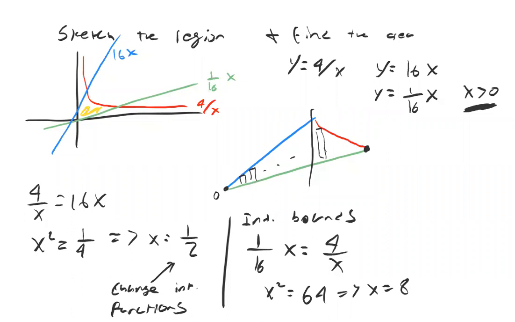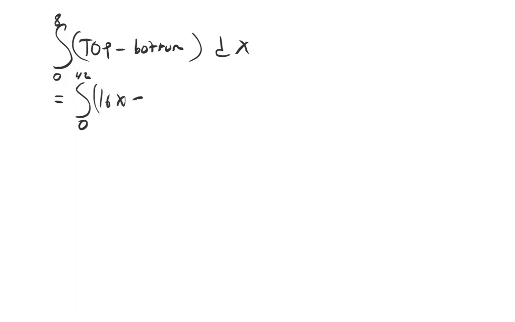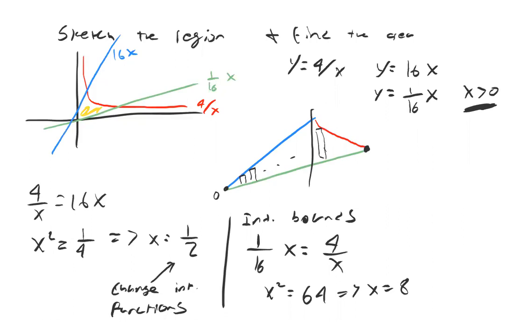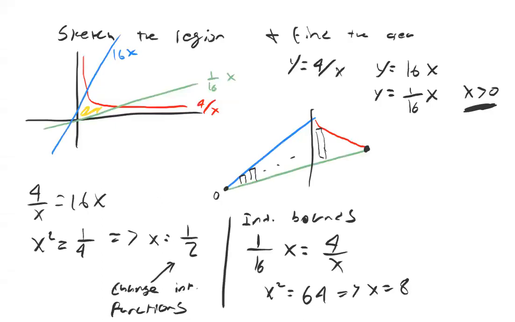So now I'm going to set up my integral. I'm going to do the integral of top minus bottom, and since I'm integrating in the x direction, it's going to be dx. So this is the integral from 0 to 8. But now I'm going to split up this integral because my top function changes. From 0 to 1/2, my top function is the blue function, so it is 16x, and my bottom function is the green function, which is 1 over 16x. Then I'm going to add the integral going from 1/2 to 8, and again we're going to do top minus bottom. Top is now red. Red is 4 divided by x minus 1 over 16x.